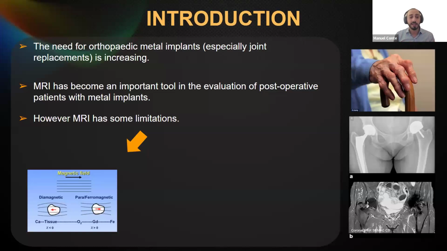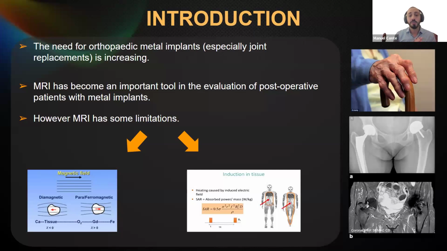The paramagnetic implants like titanium or gadolinium have a mild interaction with the magnetic field, so they generate a mild magnetic field. And ferromagnetic implants have a strong interaction with the main magnetic field, and so they create a large positive magnetic field and strong magnetic susceptibility artifacts. Ferromagnetic materials are cobalt, nickel, iron, and all these materials can cause a problem to the MRI images.